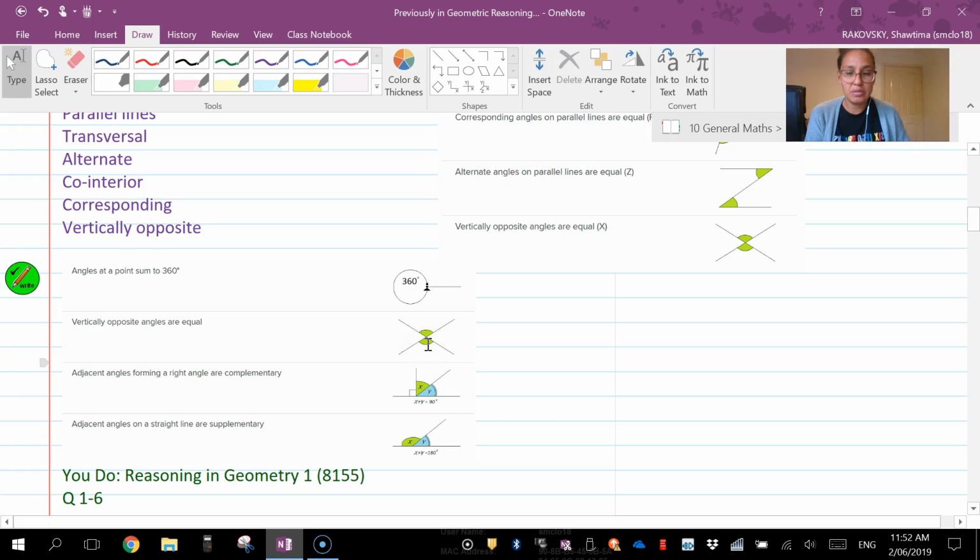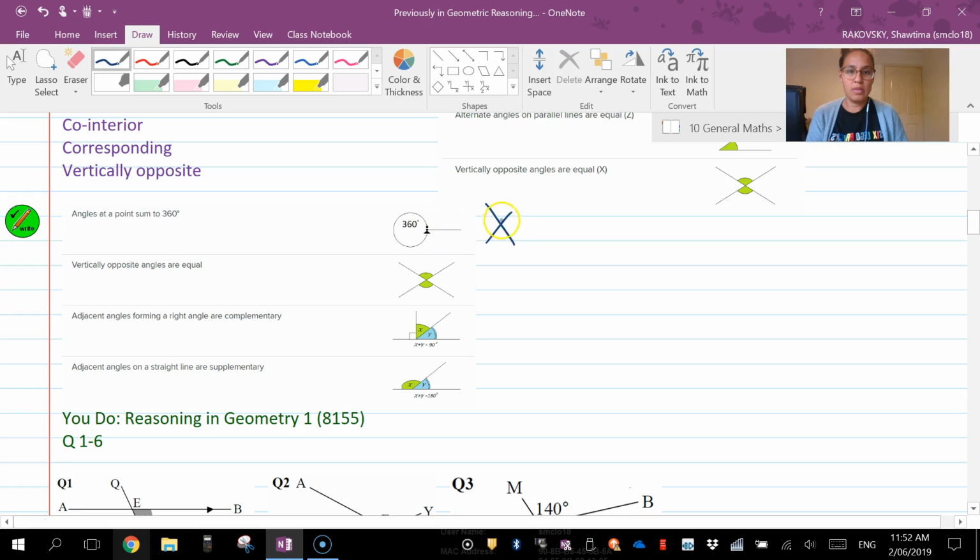Vertically opposite angles are equal, and you've got angles in a point equal to 360. So we know that these four angles would add up to 360 degrees if we calculated them or found them. And that's because of straight lines, so they're things to remember.